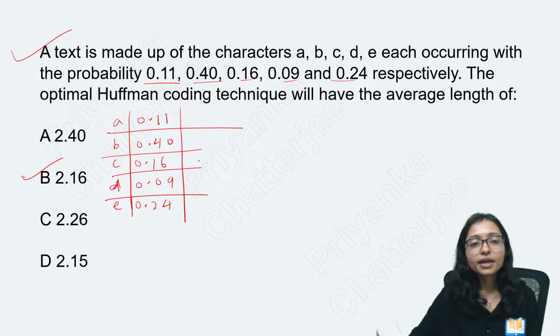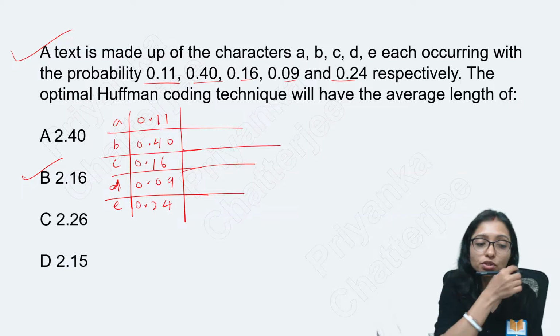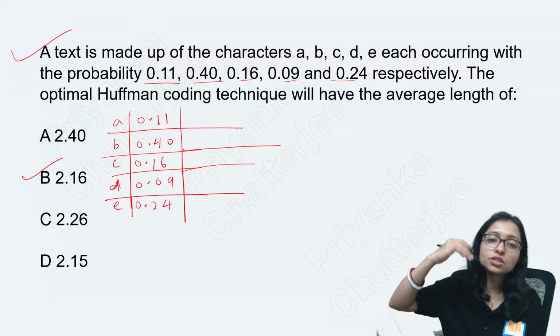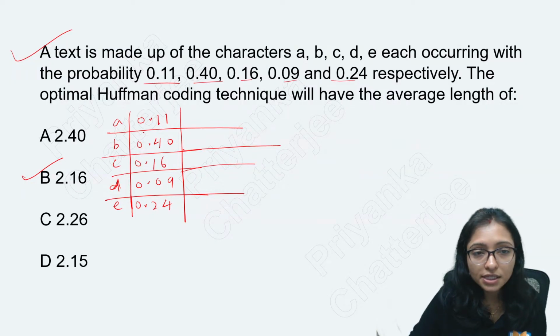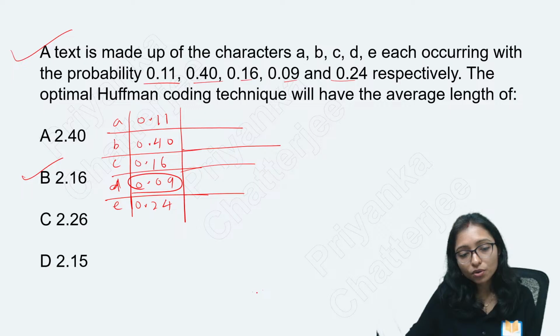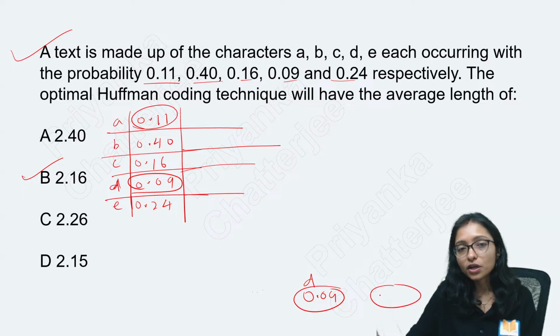Now we will draw the graph. How to draw the graph? You have to start with a bottom up approach. You have to start with the smallest one. The smallest one is what? 0.09 is the smallest one, which is D. After that, the next smallest is 0.11. This is A. Now you will merge them together.